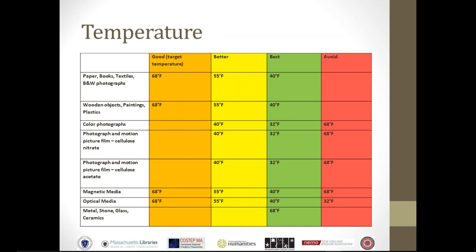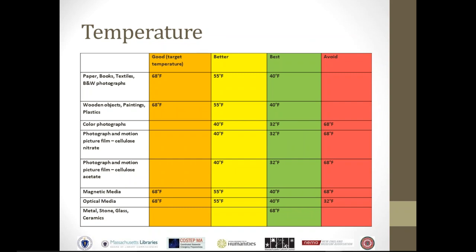But most of us can't afford to control our climate, or manage our climate to that extent. But the more that we can strive, the better off our collections will be. And it all really depends on your budgets and the type of building you have and the system that you have. So these are the ideal, but we will always strive to do the best that we can for our collections.